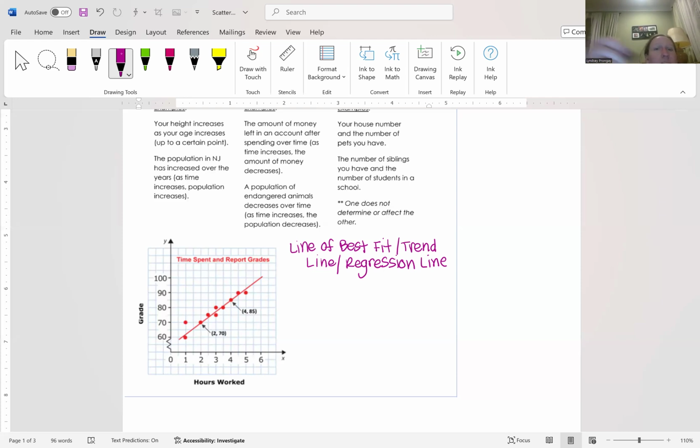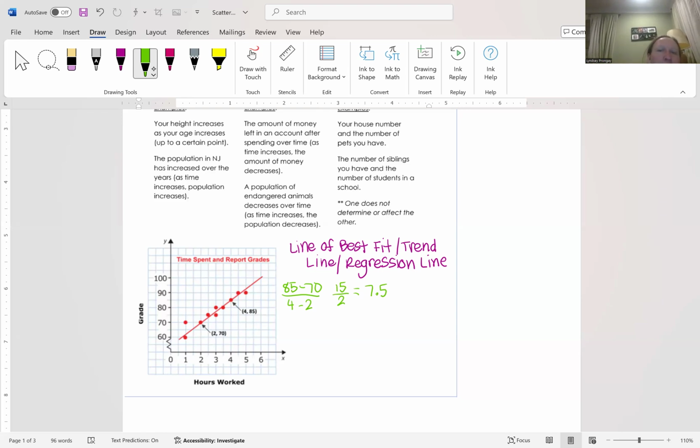Okay, let's use those points there. Let's do our slope: y minus y over x minus x. So I'll do 85 minus 70 over 4 minus 2. That's going to give us 15 over 2. Normally, if this was not a scatter plot, we would just leave it as 15 over 2 because we keep our slope improper. But when we start doing real life scenarios, we are allowed to write it as a decimal because now it actually means something. So I'm going to write it as 7.5.